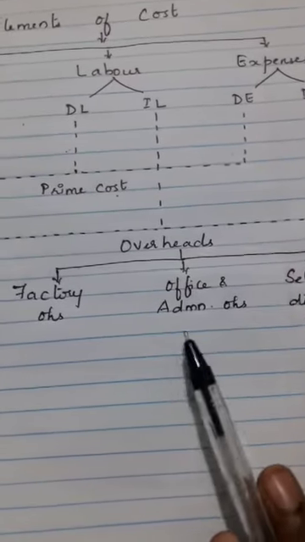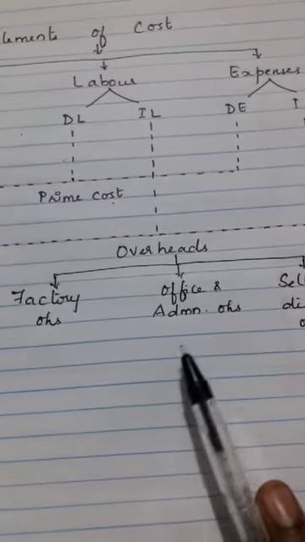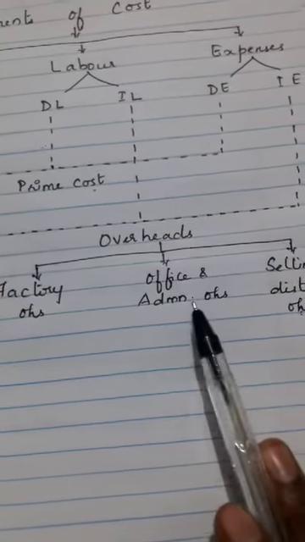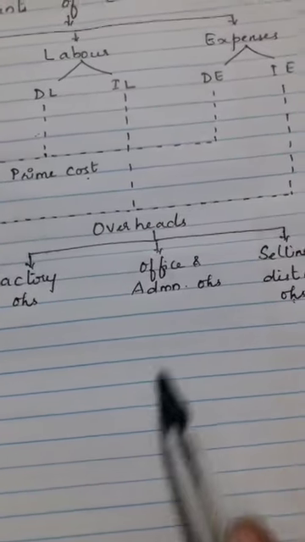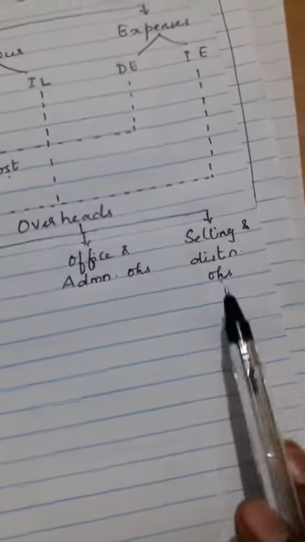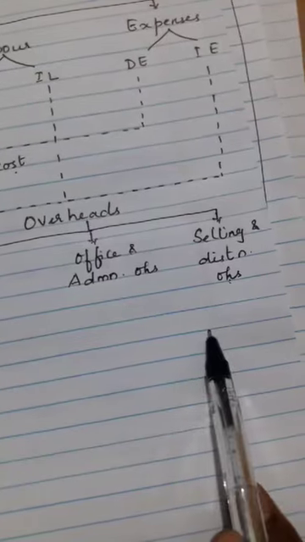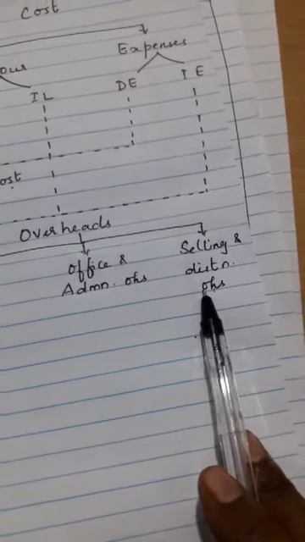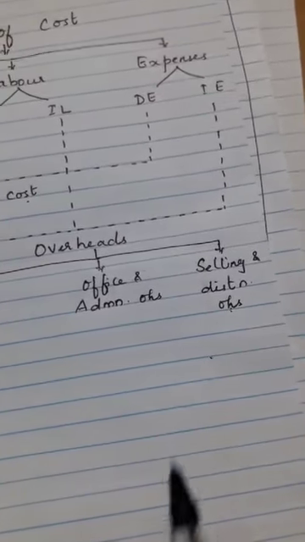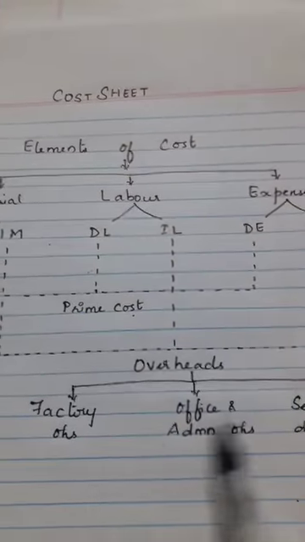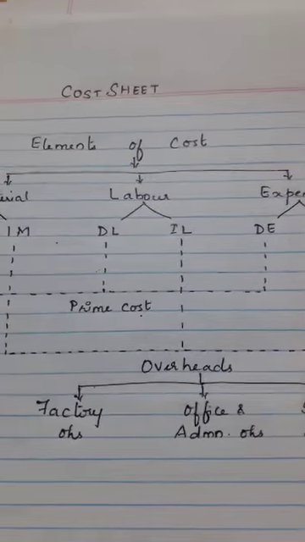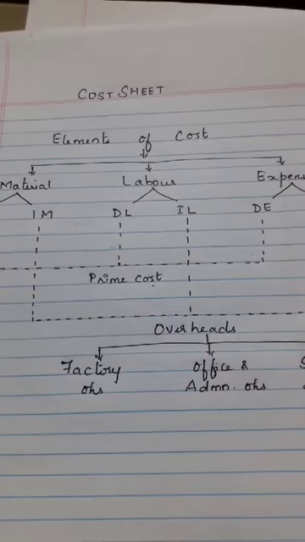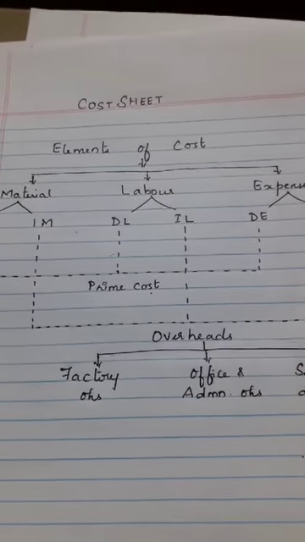Office and administration overheads: salary paid to the supervisor, salary paid to the manager, commission, etc. come under your administration overheads or administration expenses. Selling and distribution overheads: here the advertisement expenses, delivery charges, etc. come under your selling and distribution overheads. So this is a short view about the elements of cost. Once we are clear with the elements of cost, we can proceed with the format of cost sheet.